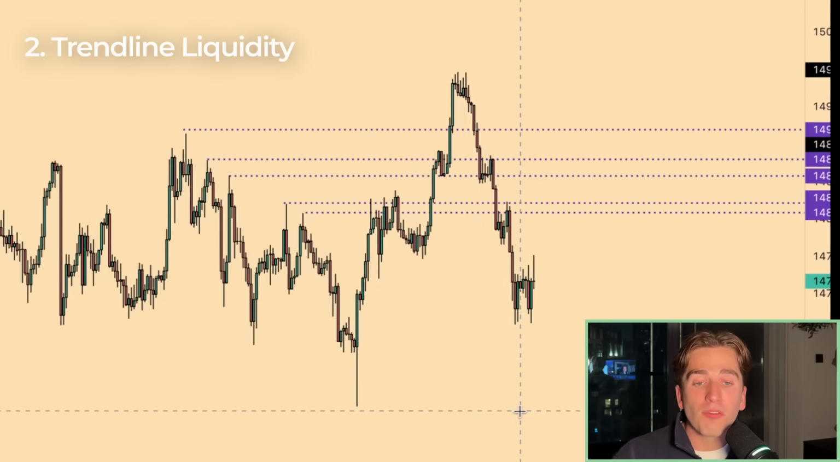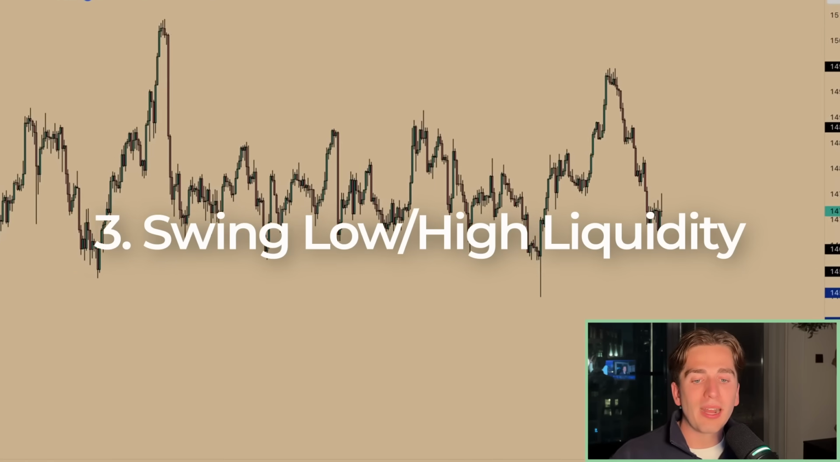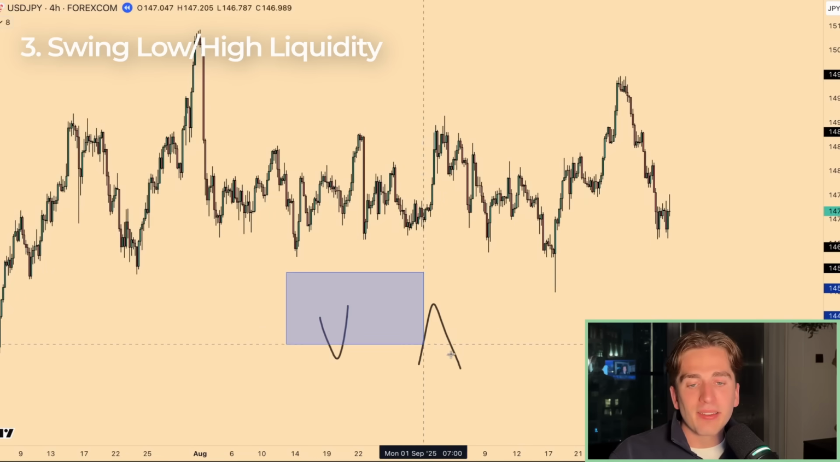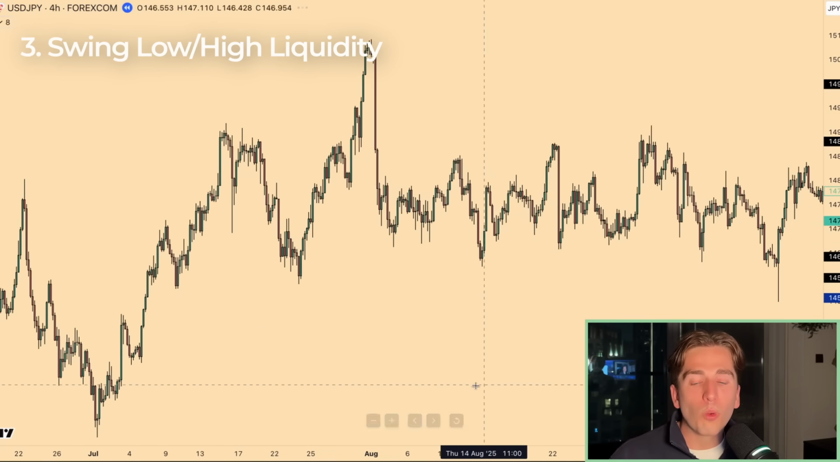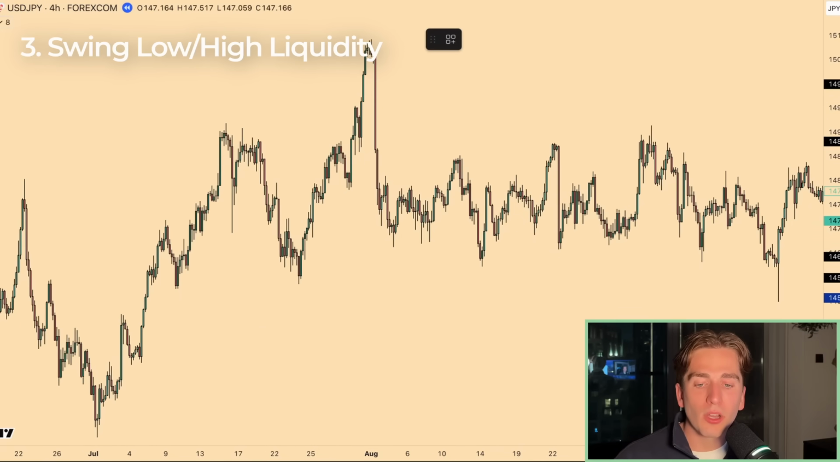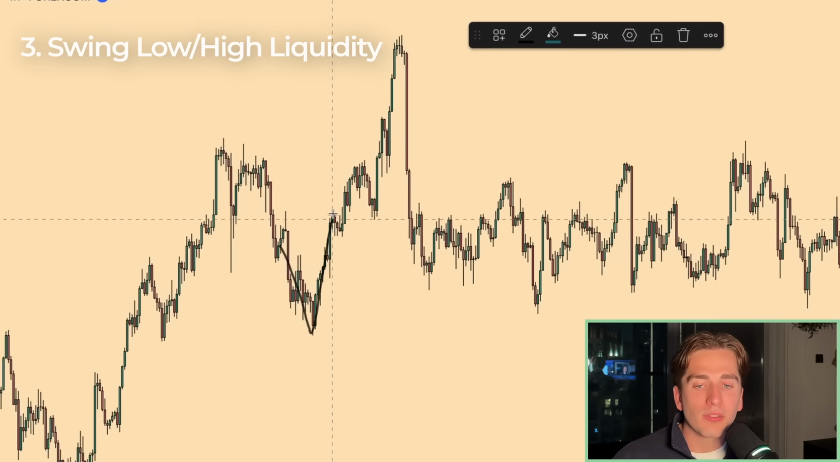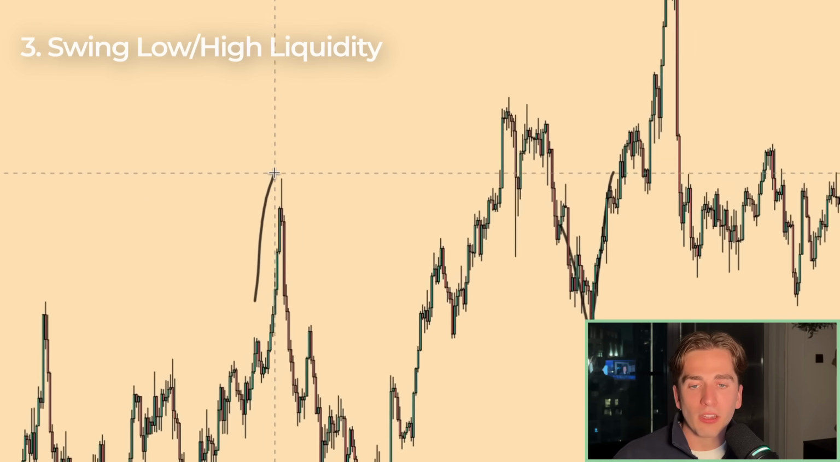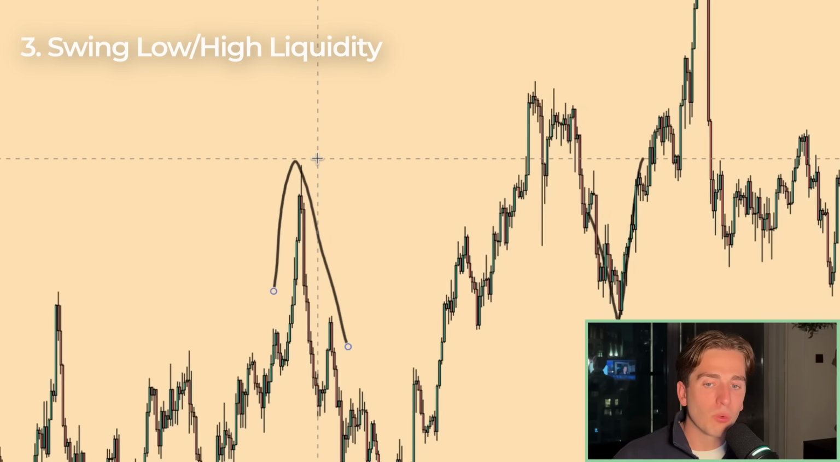Now let's dive into the final form of liquidity, which is also known as swing low and swing high liquidity. And again, the names are pretty self-explanatory. What we're going to be looking for is a swing low. And a swing low is nothing more than an aggressive V shape in towards the upside, and a swing high is nothing more than an aggressive V shape back in towards the downside.